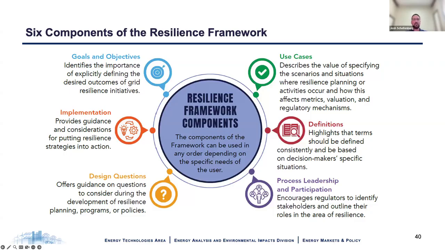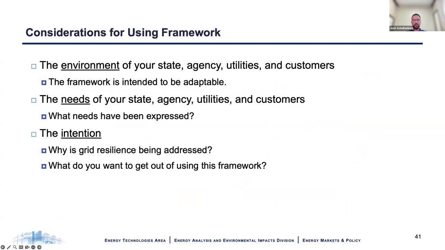So it's a slightly different way of looking at resilience planning, but also important to consider when working with a variety of stakeholders to put together a resilience plan. And here are some considerations to consider when applying the NARUC framework.